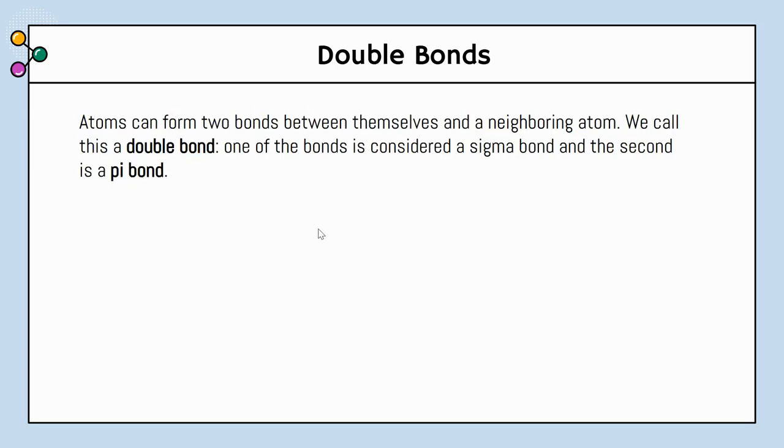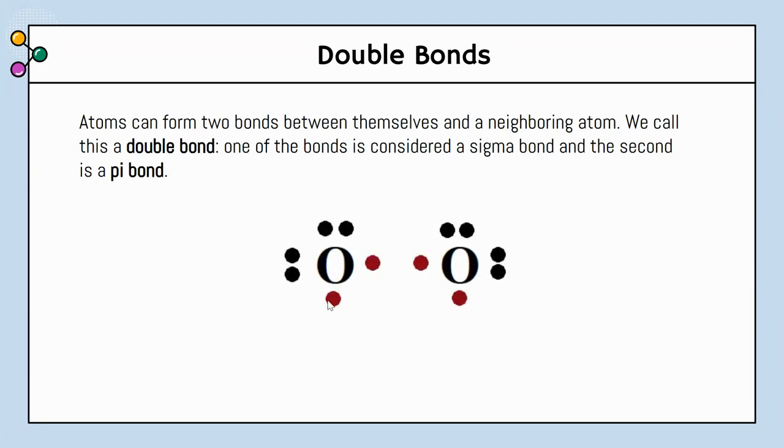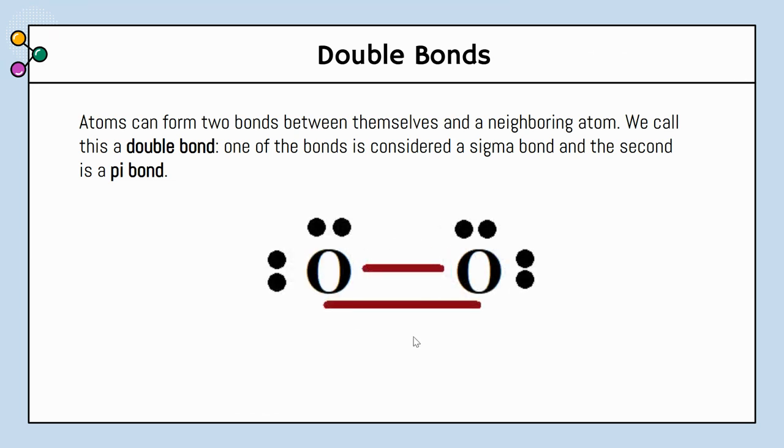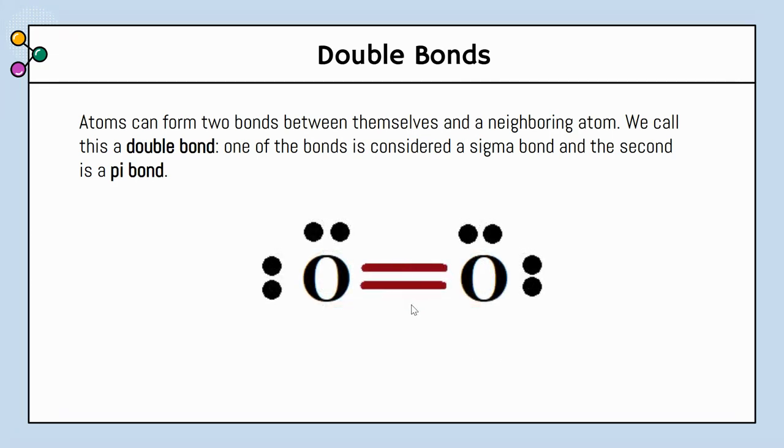Double bonds are a little bit different. We can have atoms form 2 bonds between one another. For instance, check out these 2 oxygens. If they're going to bond together, they're going to do so twice. They'll share 2 sets of single electrons. And usually we rewrite that to show those bonds as similar lengths. The first bond formed is still that regular old sigma bond, but the second bond we call a pi bond.